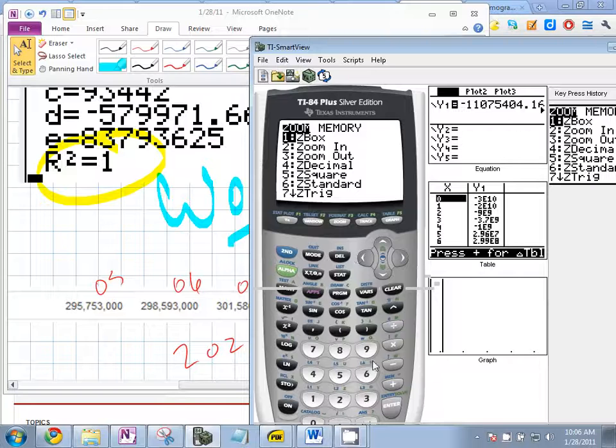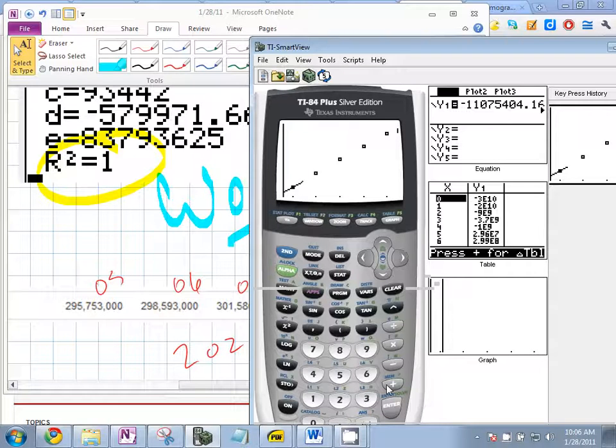So can we make a pretty accurate prediction of where population's going, barring any major events? Yep. Yeah, so we go back out of this. We're going to do y1 at 25, I said?